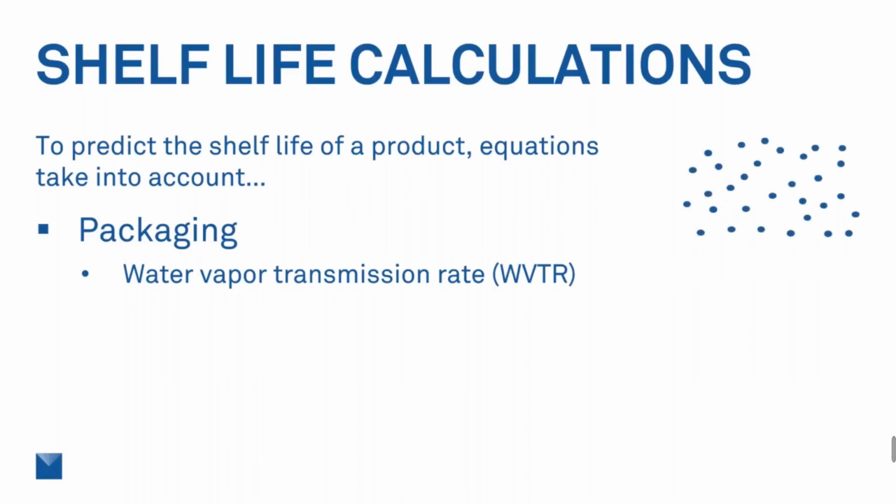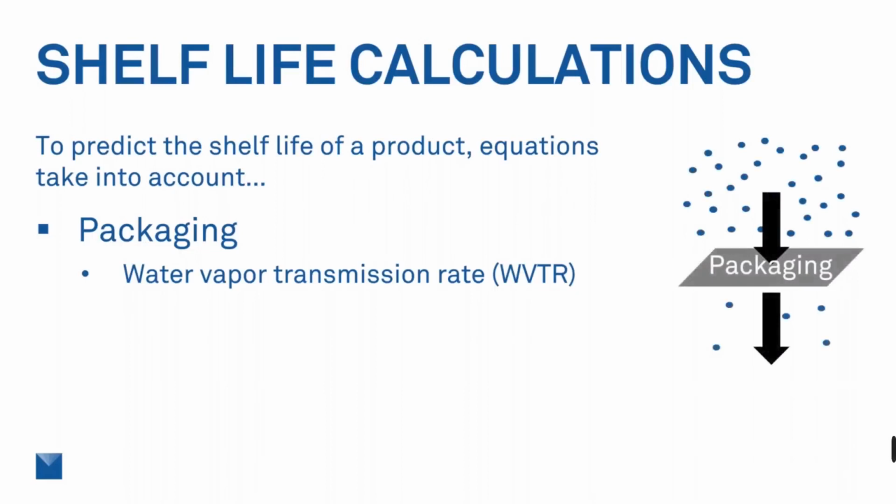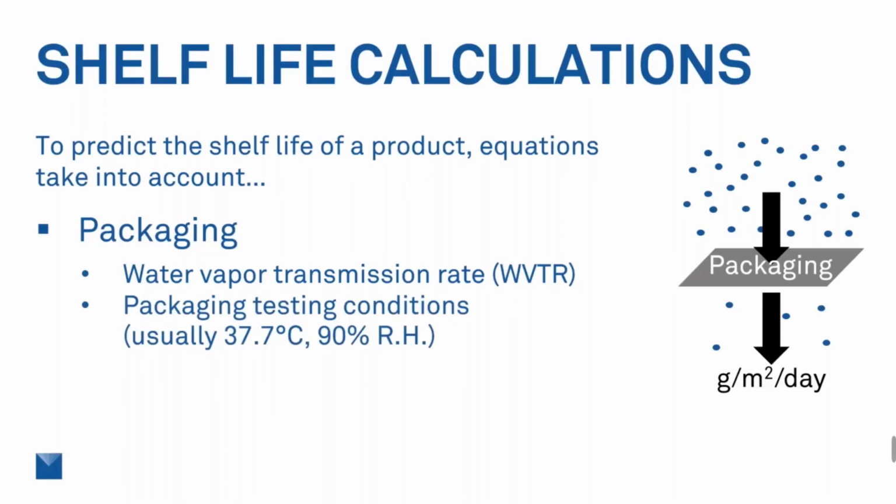In any environment, you have a certain amount of water in the air. The packaging that you choose for your product is going to only allow a certain amount of that water to pass through your packaging and interact with your product. This is generally measured in grams per meter squared per day. Your packager is going to test that packaging under certain conditions, generally around 38 degrees Celsius and 90% relative humidity. Those conditions are going to come into play for our calculations.